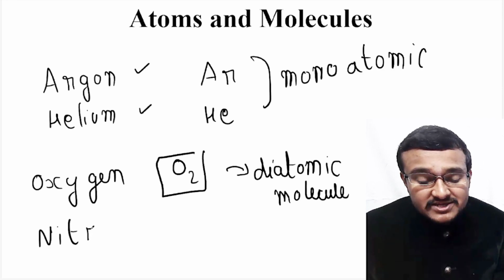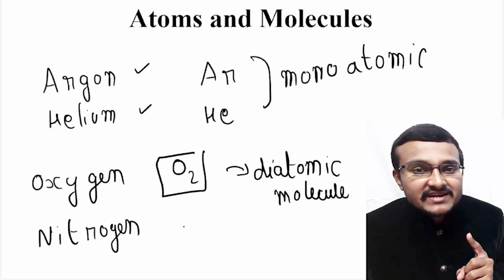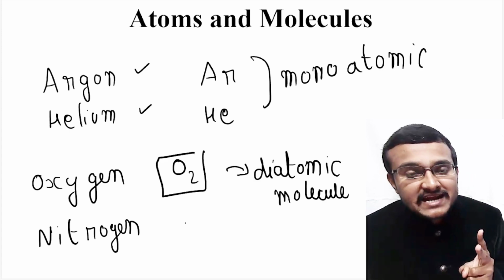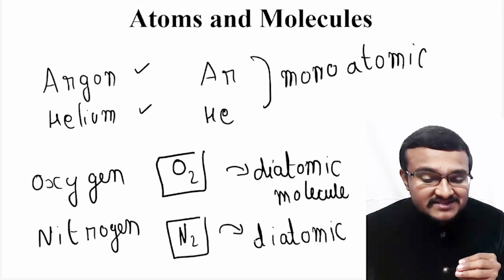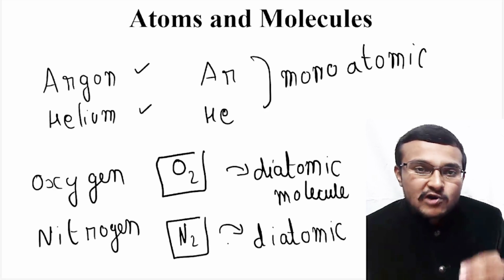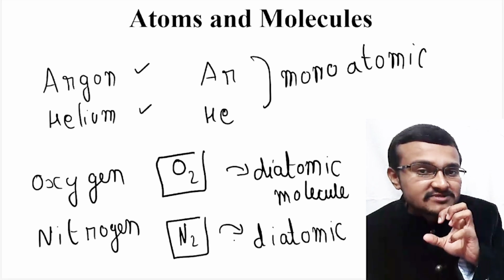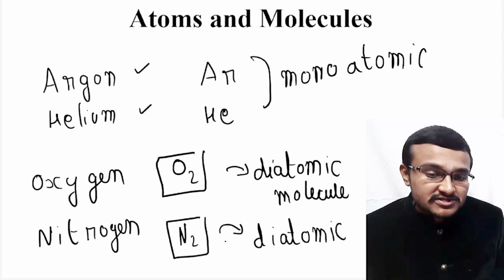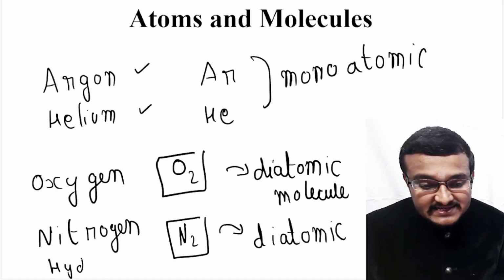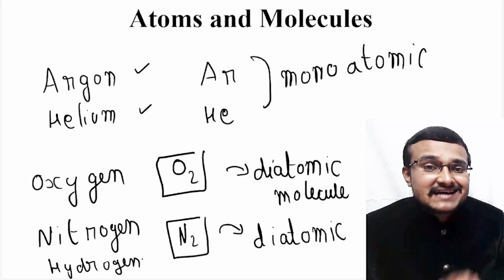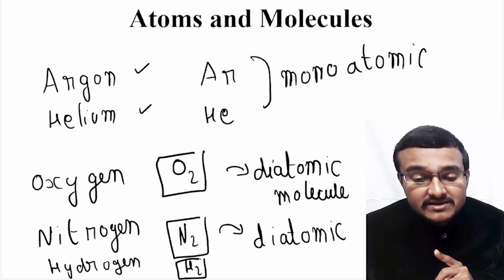Similarly, if you consider nitrogen, nitrogen is also very unstable as a single atom. So that's why one nitrogen atom will combine with another nitrogen atom to form a nitrogen diatomic molecule. This nitrogen exists in the gaseous phase, and it will always have two nitrogen atoms as its composition. So two nitrogen atoms combine together to form nitrogen. So nitrogen is also a diatomic molecule. Even if you consider hydrogen as an example, hydrogen also cannot exist as a monoatomic molecule. So hydrogen will also exist as a diatomic molecule.